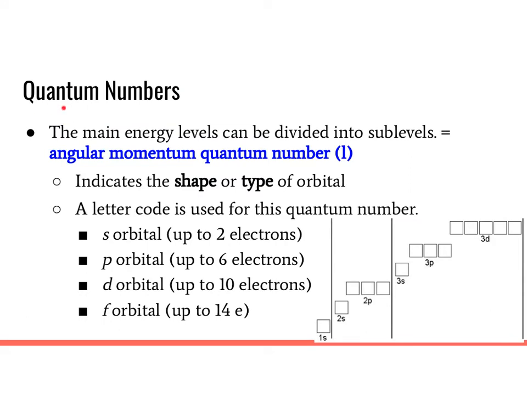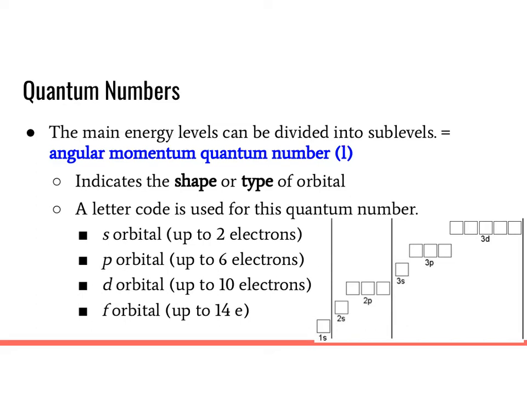The second quantum number that we're going to be looking at is the one where we talk about the main levels being divided into something called sublevels. The second quantum number is called the angular momentum quantum number. I honestly have no clue why this is, but it's abbreviated as L. To me, that makes no sense.